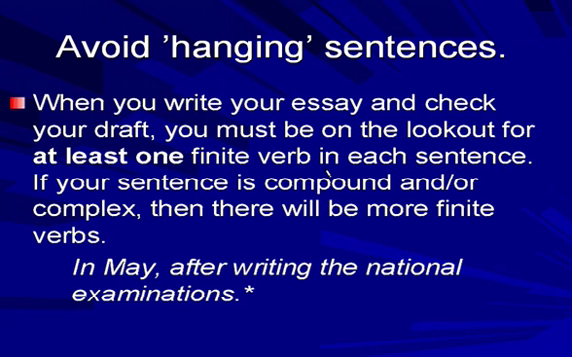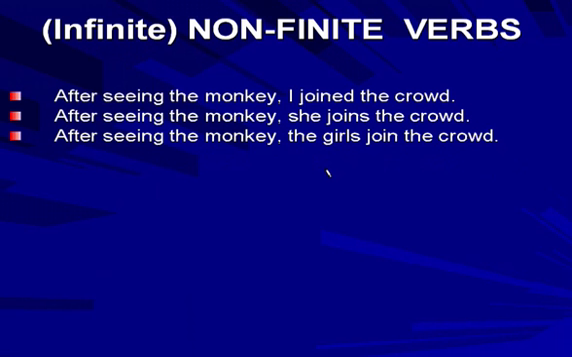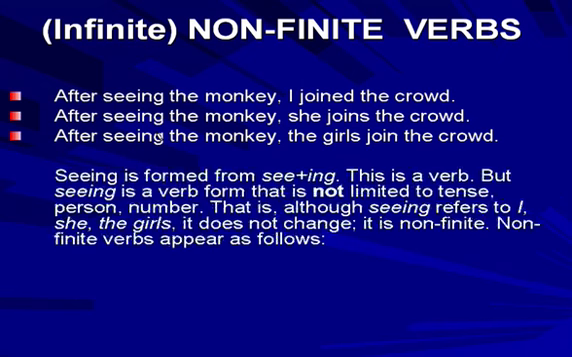So if there are finite verbs, then there are also things called non-finite verbs. So in each of these sentences, where is the finite verb? And which are the non-finite verbs? All these are finite. These are all non-finite. They do not change if you change for person, number, or tense.